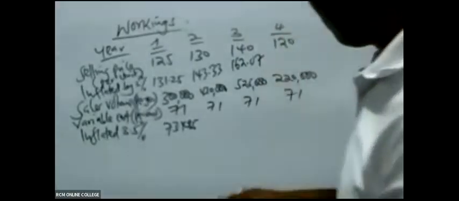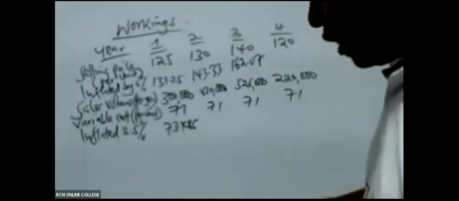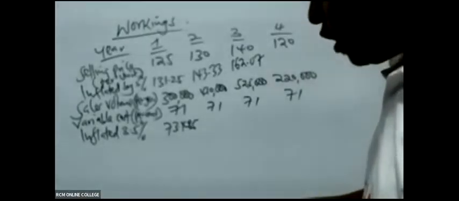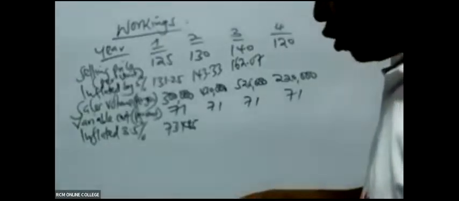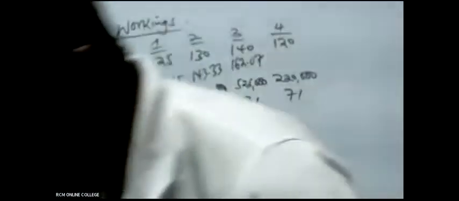Then for year 4, it will be 120. You multiply by 1.05, you raise it to 4. So you will get 145.86. So let's start from there.